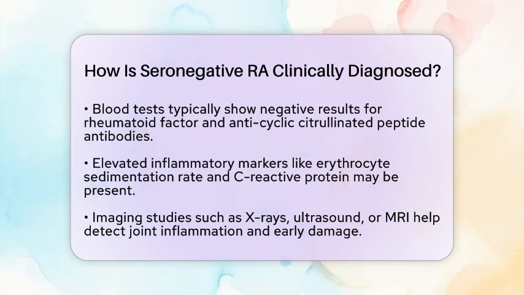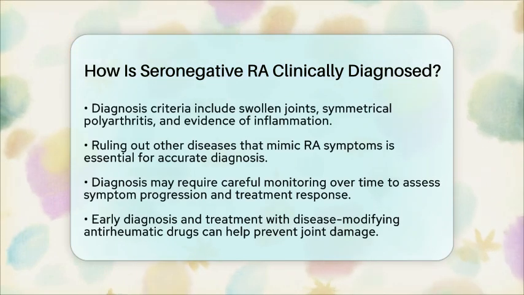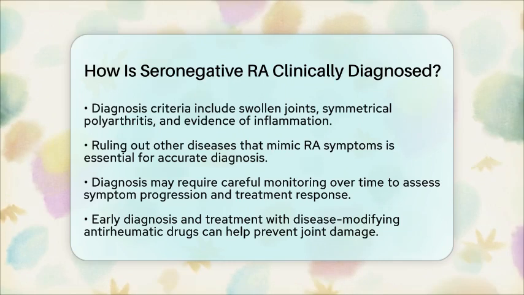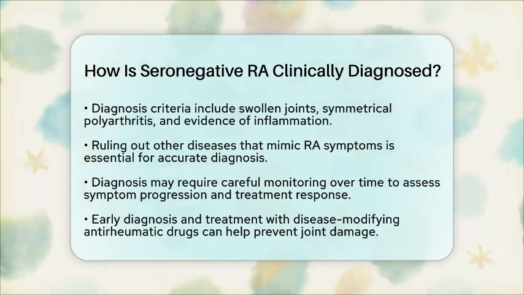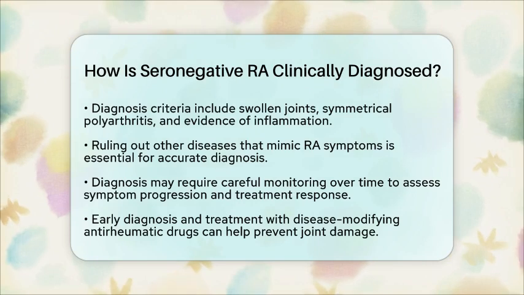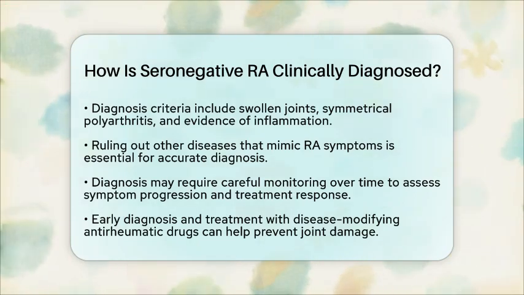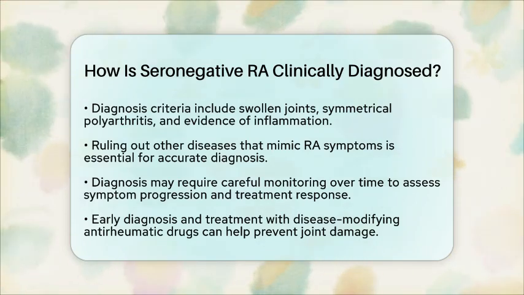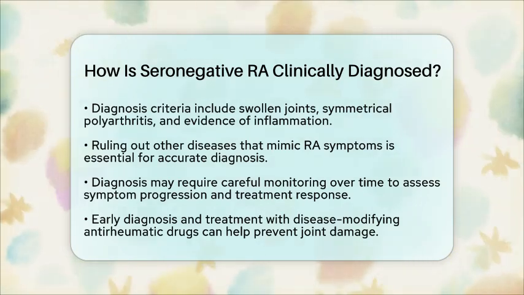Additionally, healthcare providers must rule out other diseases that can mimic rheumatoid arthritis symptoms, such as other types of arthritis or connective tissue diseases. Because seronegative rheumatoid arthritis does not have specific antibody markers, diagnosis can be challenging. It often requires careful monitoring over time to observe how symptoms progress and how the patient responds to treatment. Early diagnosis is crucial, as starting disease-modifying antirheumatic drugs promptly can help prevent joint damage.